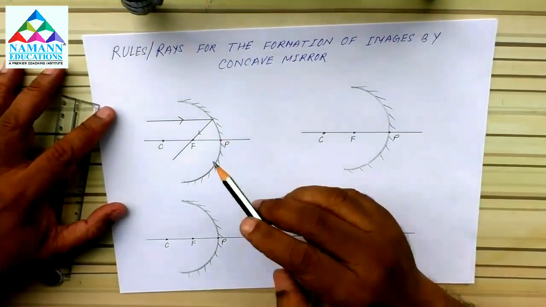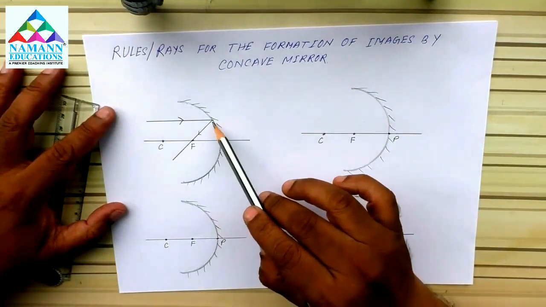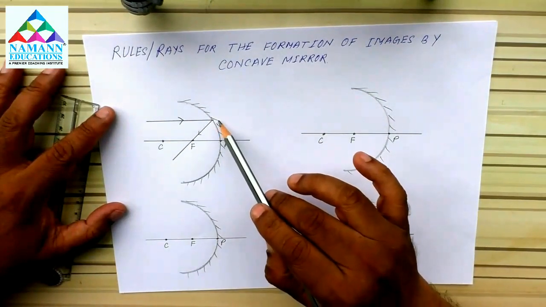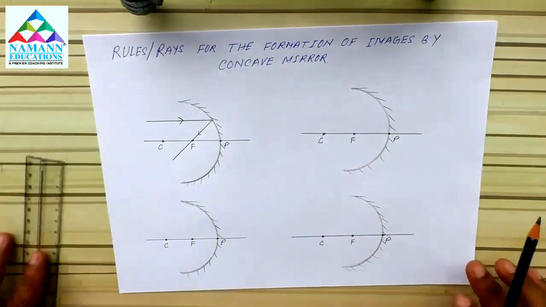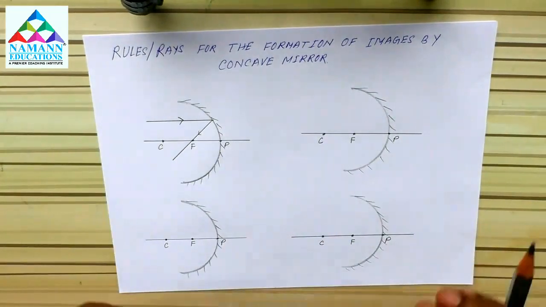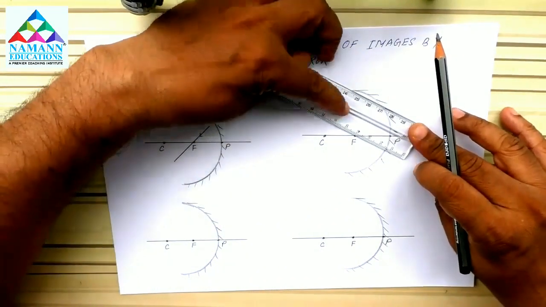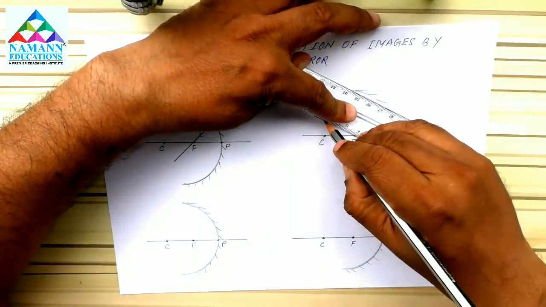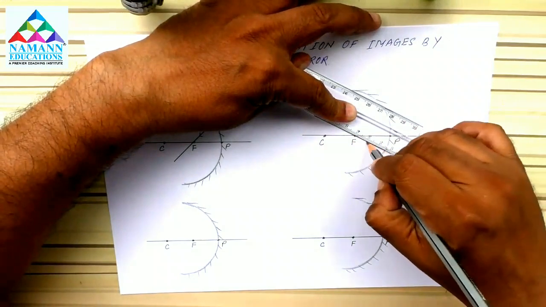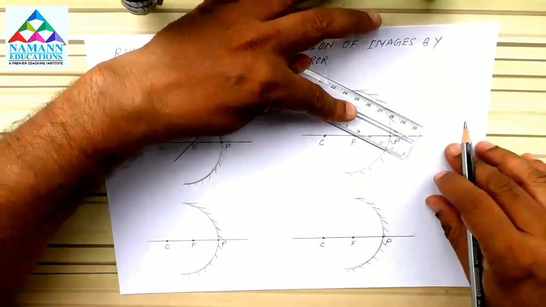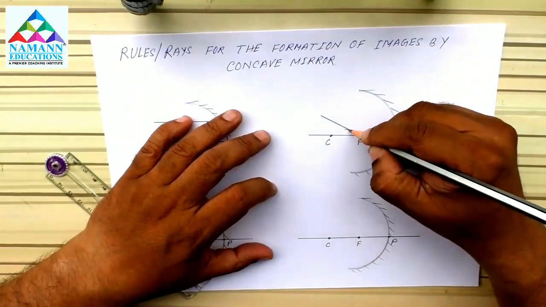So if a ray of light is incident parallel to the principal axis in case of a concave mirror, after reflection it will always pass through the focus. Now if a ray of light is incident after passing through the focus, then what will happen to this light ray?